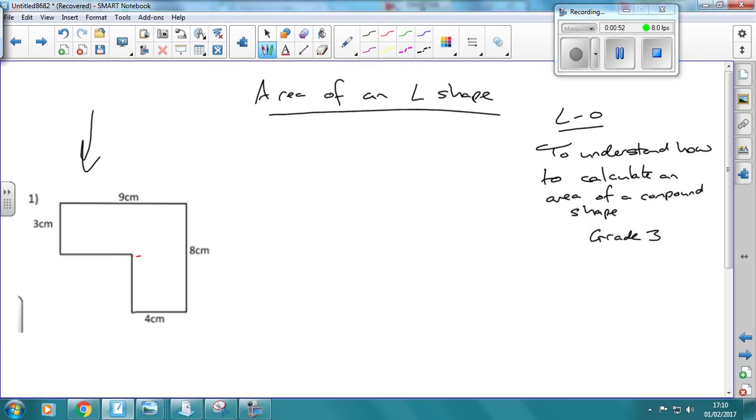Okay, so if we split it going across this way, then initially here we've got a 3 by 9 rectangle. So the way you work out the area of a rectangle is 3 times 9, which is 27 centimetres squared.